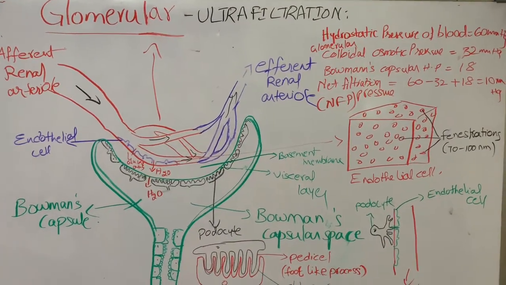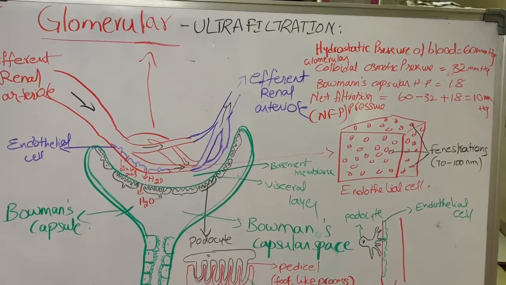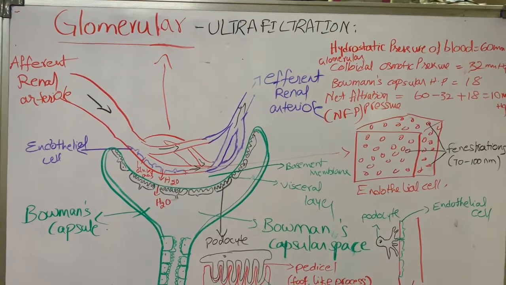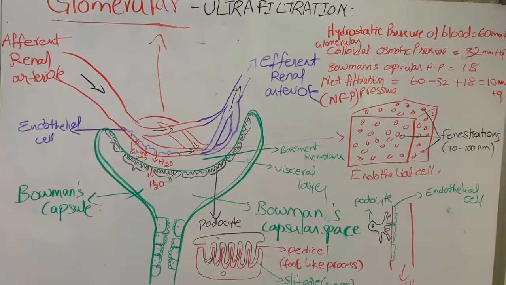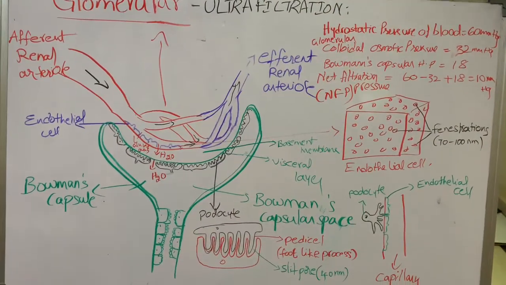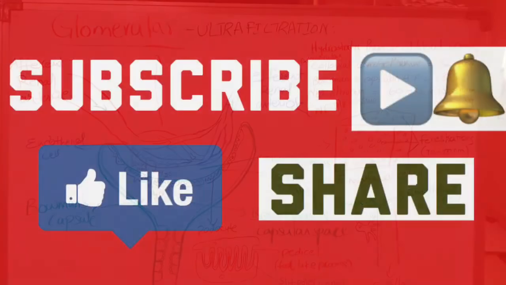Ultrafiltrate is equal to plasma, containing all the plasma constituents except macromolecules like proteins, WBCs and RBCs. This is known as ultrafiltration. Hope you understand ultrafiltration.